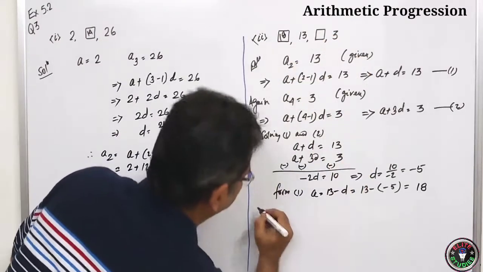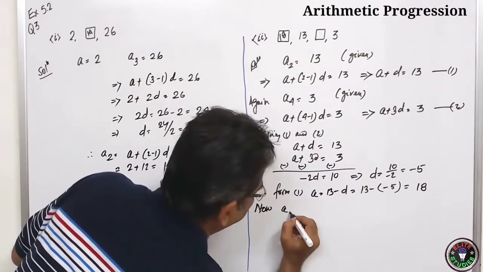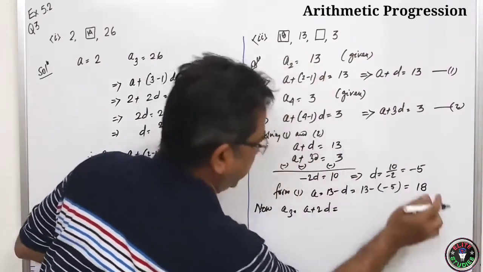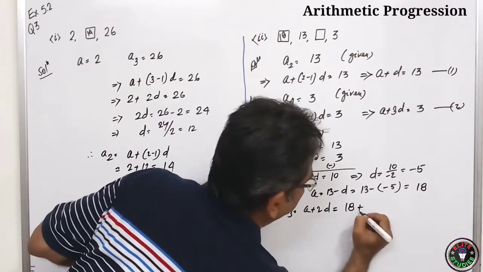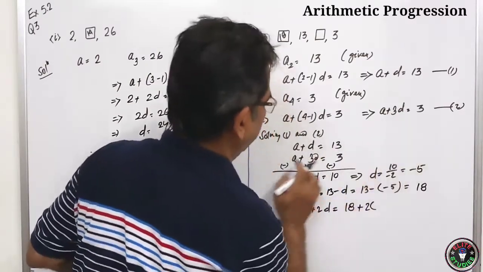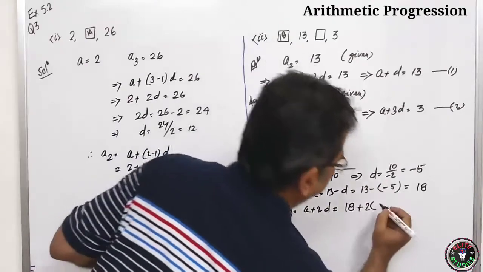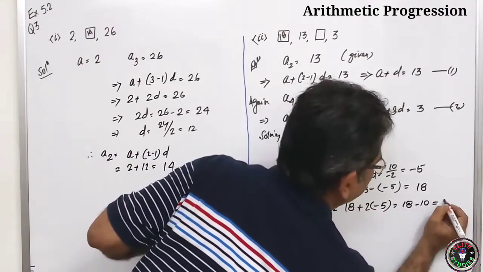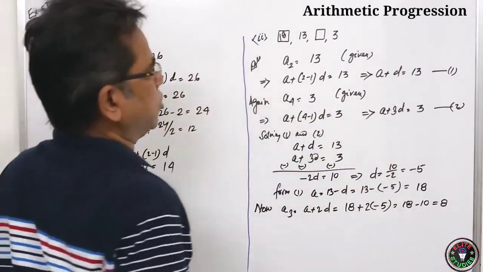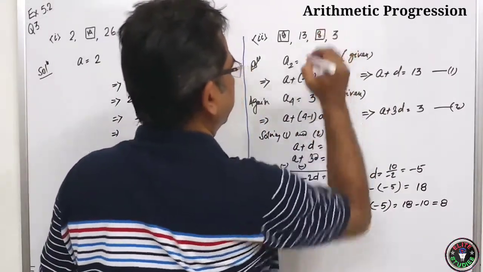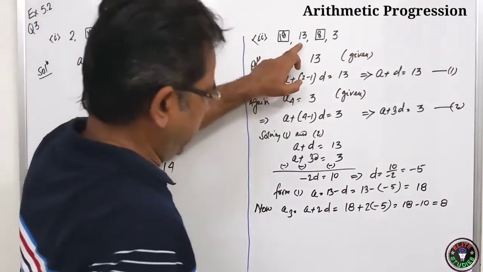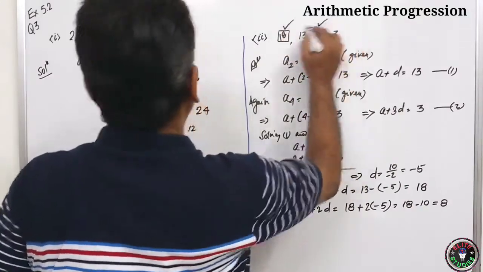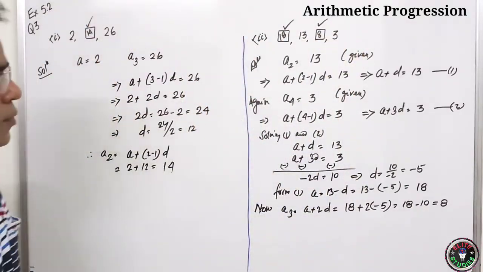A1, A2, A3. Now, A3 will be equal to A plus 2D. So A is how much? 18. 18 plus 2 into D, and D we got as minus 5. So it is equal to 18 minus 10, which is 8. So here our answer will be 8. You see, 18 minus 5 is 13, 13 minus 5 is 8, 8 minus 5 is 3. So your answer is correct. Clear? Please take this screenshot.